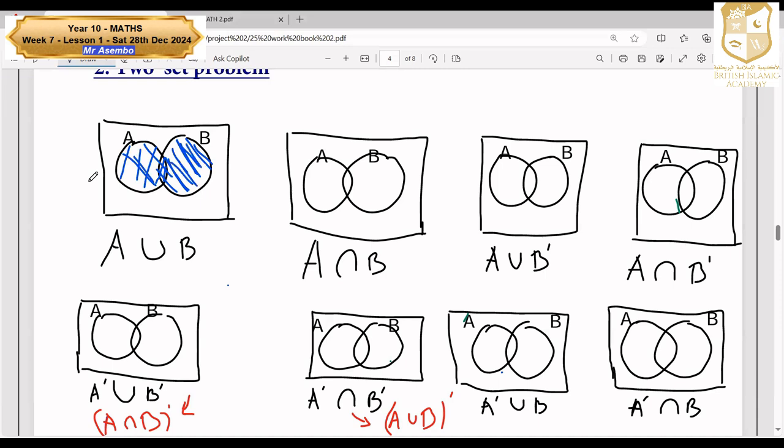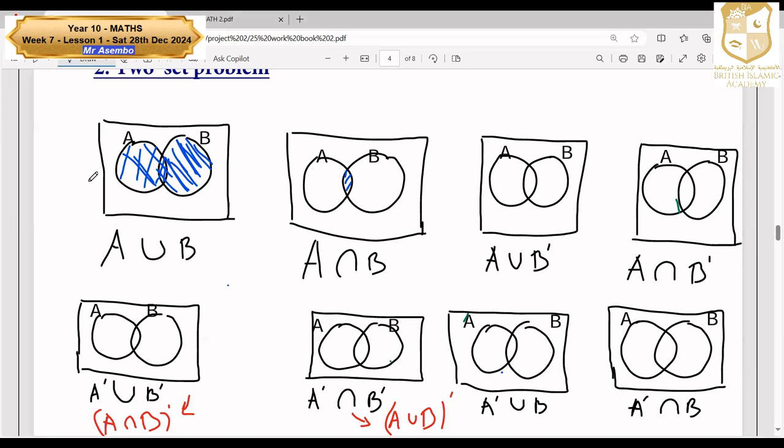Now A intersection B. A intersection B, we shade now, the required part will be the shared part, where the members are in both A and in B. So this is the only required part. A intersection B. That's the only required part.